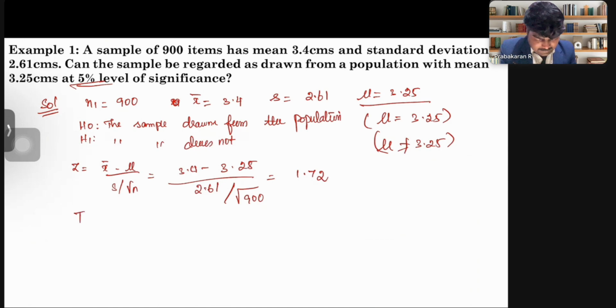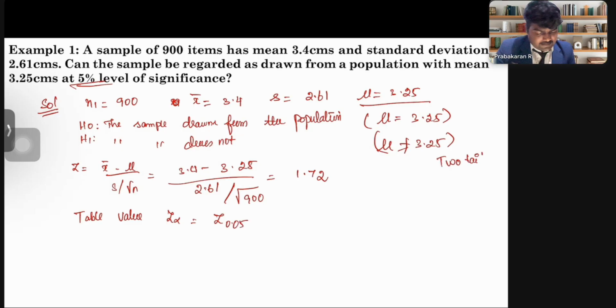The third step is the table value, Z alpha, that is 5%. Before that, we have to check whether it is a one tail or two tail test. Look at the alternative hypothesis. We are going to check whether the sample is drawn from the given population or not. We are not going to check whether the sample mean is greater than the population mean, or lesser than the population mean. Just simply whether it is drawn from the population or not. So obviously it is a two tail test.